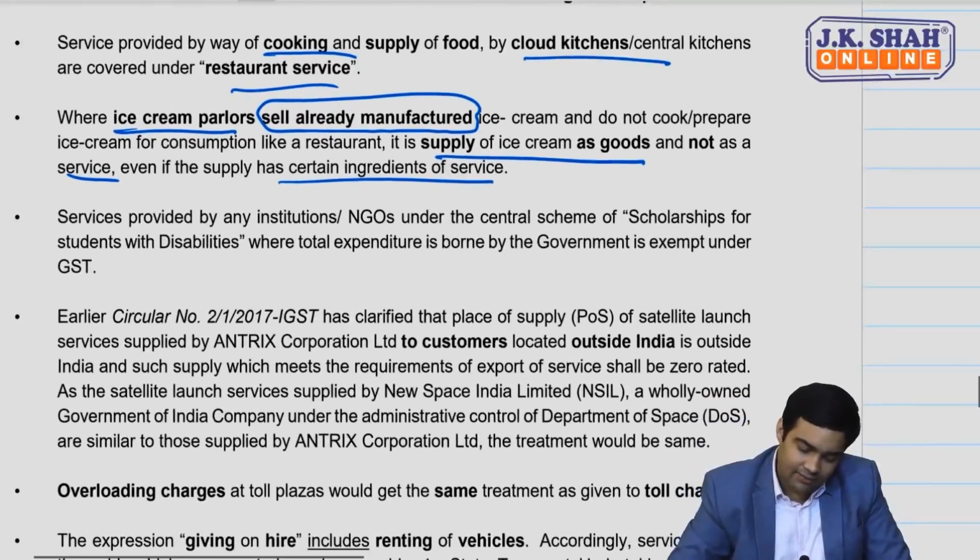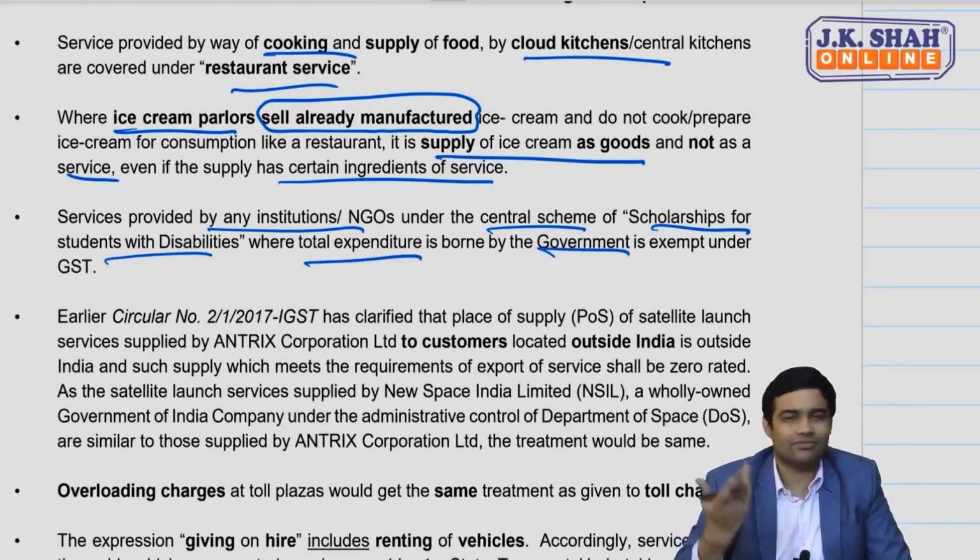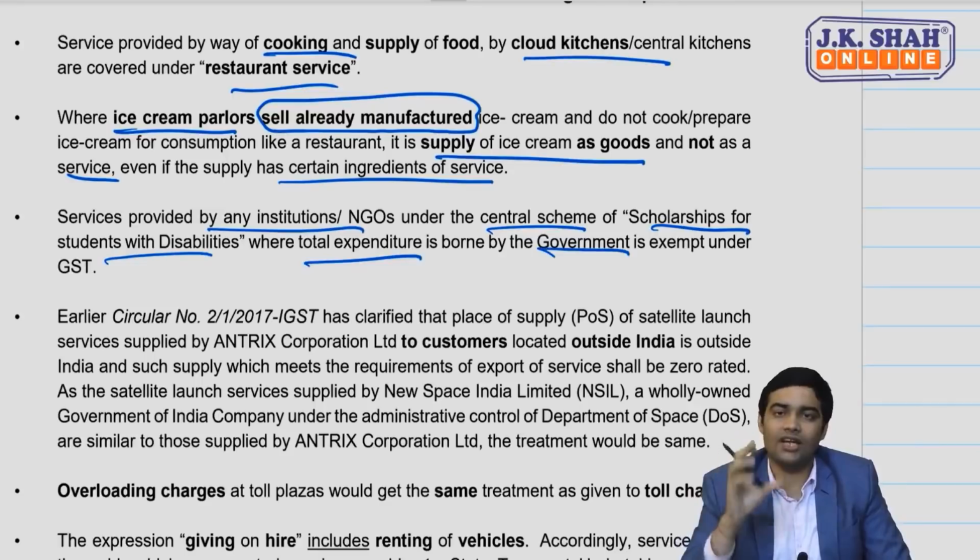Then service provided by an institution or NGO under central schemes, that is scholarship for disability, where total expenditure is paid by government, will be exempt. Surely, where the total training program expenditure is paid by government, exempt. In fact, if 75% or more is paid by government, that enjoys an exemption.